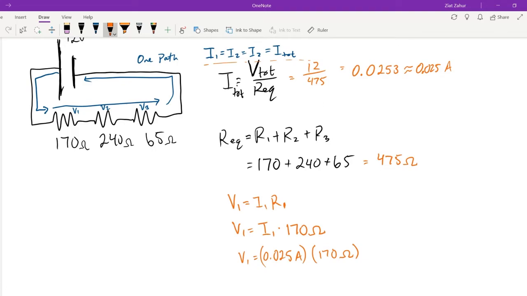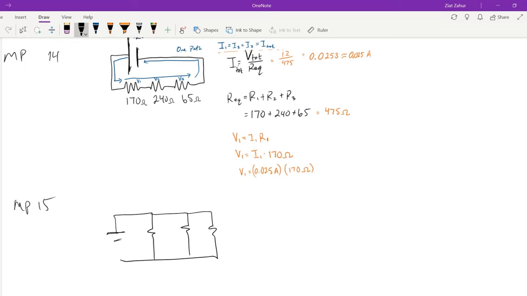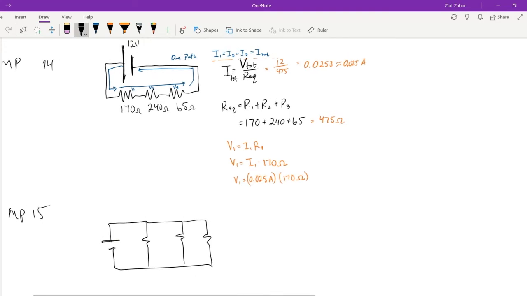Problem 15. Resistors 88, 130, 270 are connected in parallel. How much current is supplied by the battery? All right, now they're in parallel. So mastering physics 15. So battery, here's our battery. Let's go and draw them in parallel. 1, 2, 3. My values are 88, 130, and 270. They're all ohms.